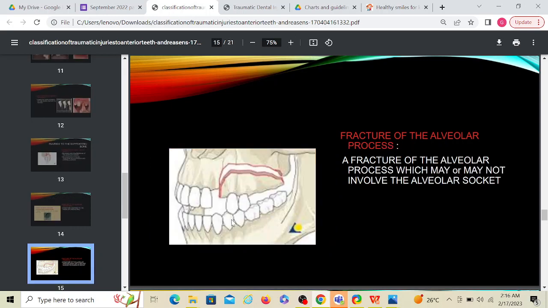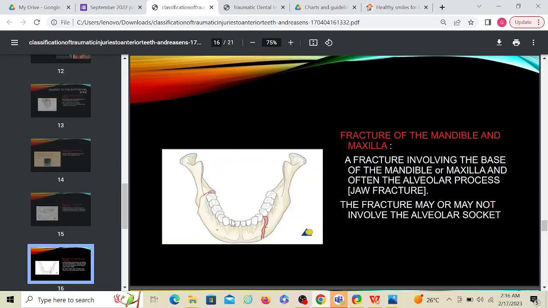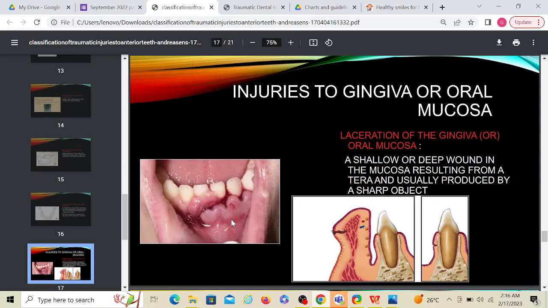Fracture of the alveolar socket, we spoke about it. The entire segment, we spoke about it. Mandibular fractures, etc. I won't go into much more detail. So this was the Andreasen classification. This was the gold standard of classifications, and I didn't want to jump directly to the Ellis and Davis classification before giving due respect to this author.